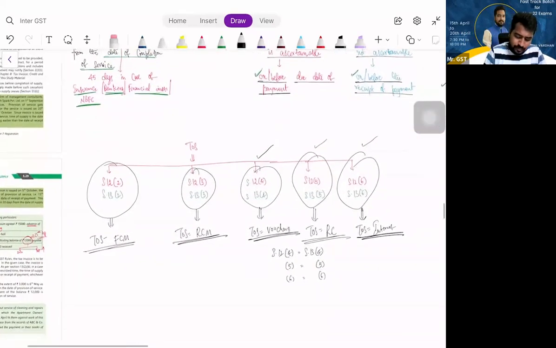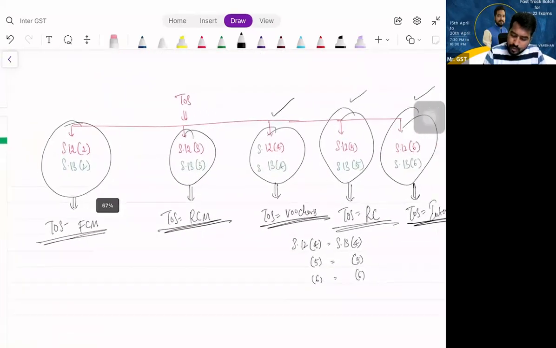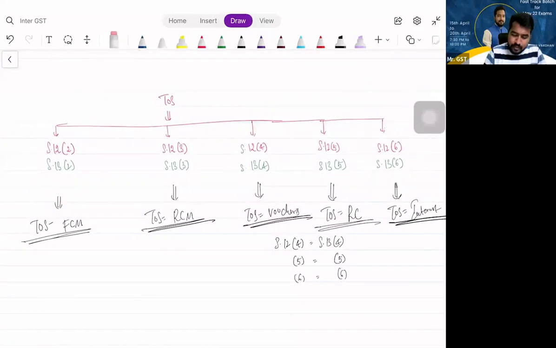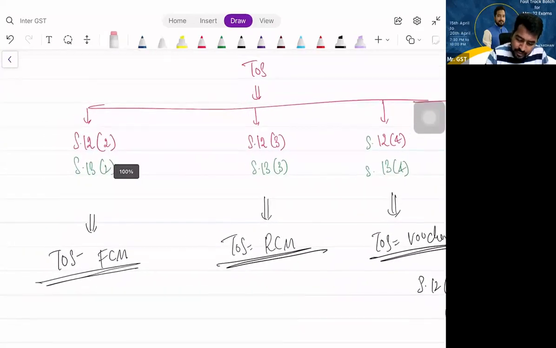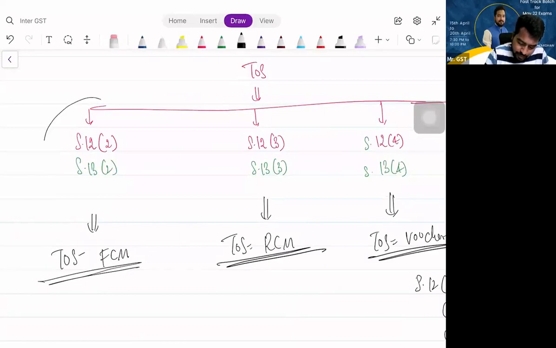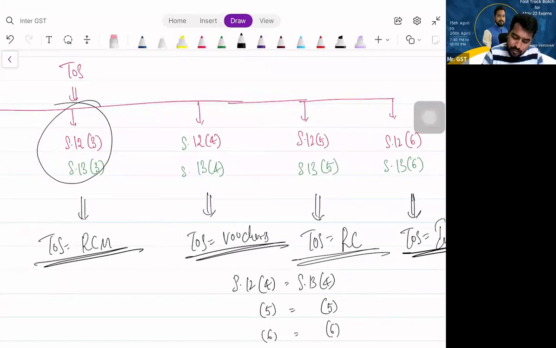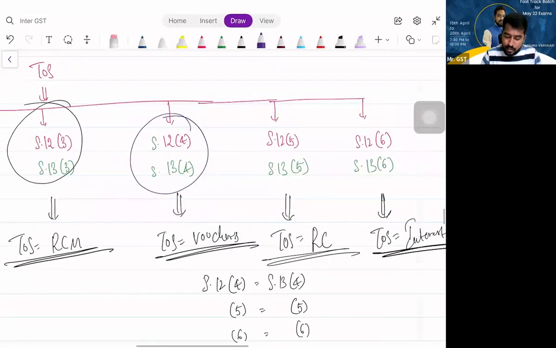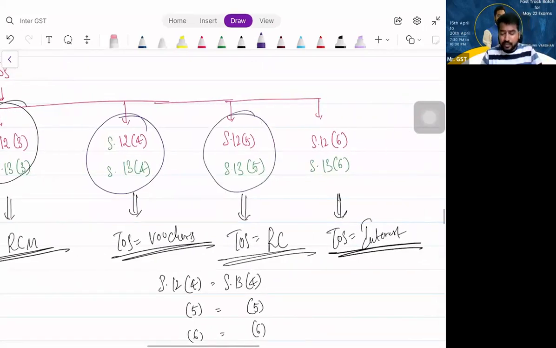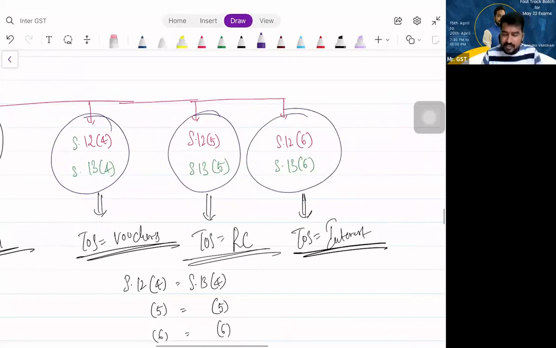Coming to section 12 and 13, almost the same story. If you look at section 12 subsection 2 and 13 subsection 2, both talk about time of supply for forward charge, general. 12 subsection 3 and 13 subsection 3, reverse charge. 12 subsection 4, 13 subsection 4, vouchers. 12 subsection 5, 13 subsection 5, residual case. 12 subsection 6, 13 subsection 6, interest, late fee, penalty by whatever name.